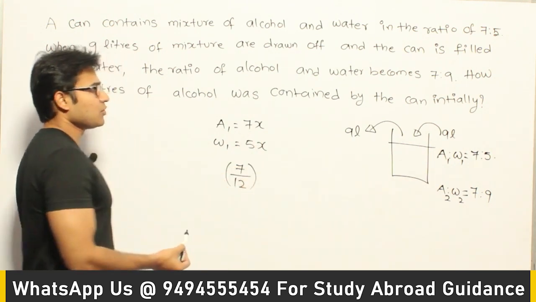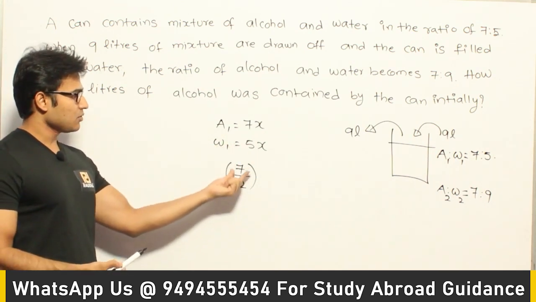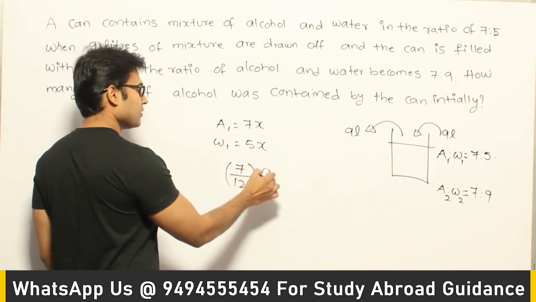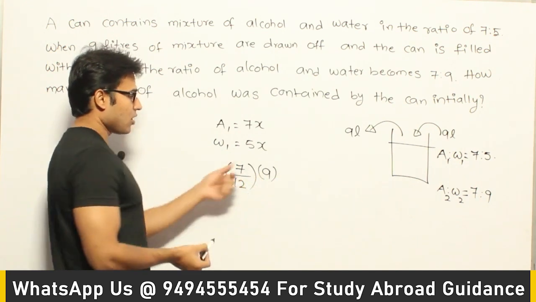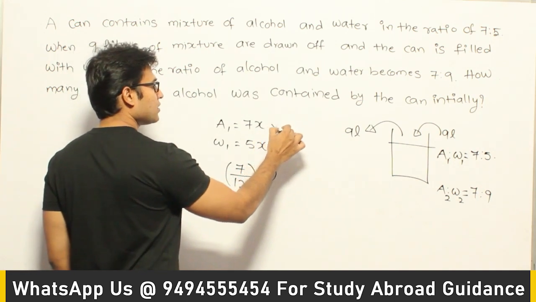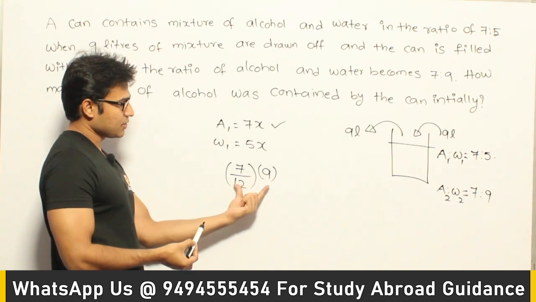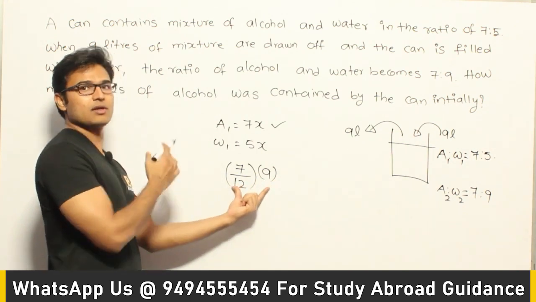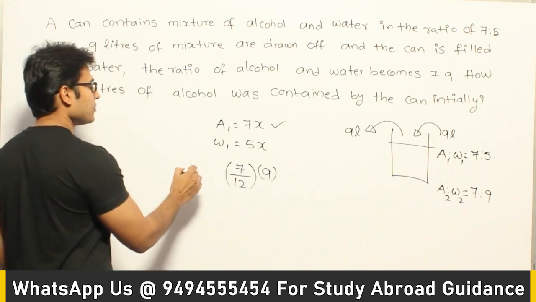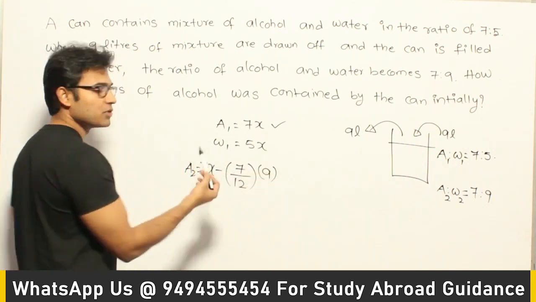So now when I remove 9 liters of the mixture, 9 into 7/12 of the alcohol will go out of the container. Got it? The total alcohol initially was 7x liters. If I remove 9 liters, this much alcohol will be removed from the can. Then how much alcohol will be remaining? The final amount of alcohol remaining will be equal to the initial amount, 7x, minus this removed amount.